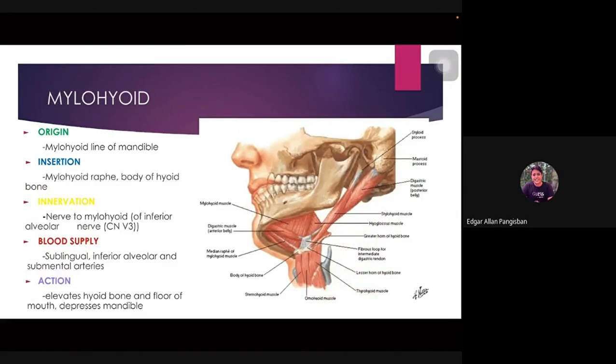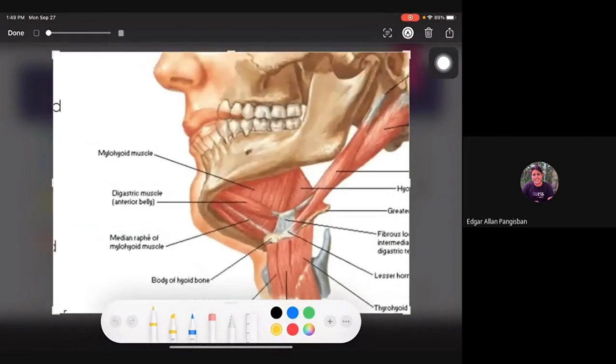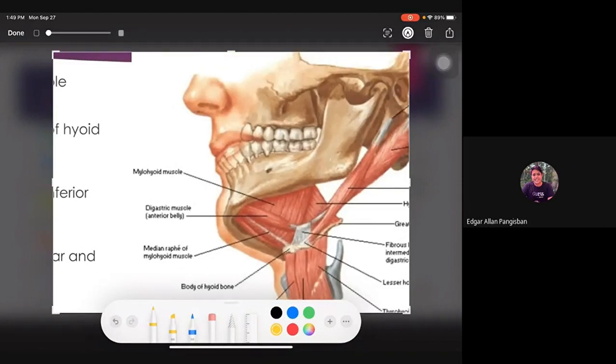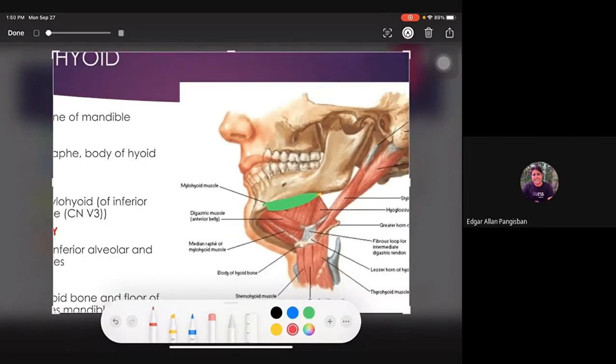Okay, can you still keep up? Let's go to your mylohyoid. This is a very special muscle, a muscle of the floor of the mouth. Do you remember the origin? The origin is the mylohyoid line of the mandible. Do you still remember what the mylohyoid line is? It is also known as your internal oblique ridge. Remember the structure of the mandible? Your internal oblique ridge is also known as your mylohyoid line. That is where our mylohyoid muscle originates. This part here is the origin of your mylohyoid muscle.